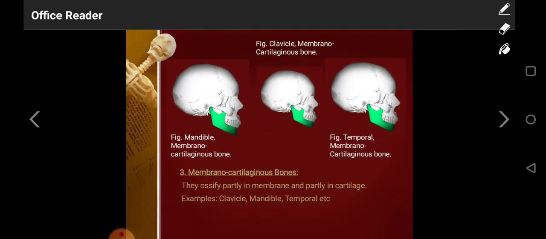Then we have the membranocartilaginous bones. They ossify partly in membrane and partly in cartilage. Example, clavicle, mandible and the temporal bone.